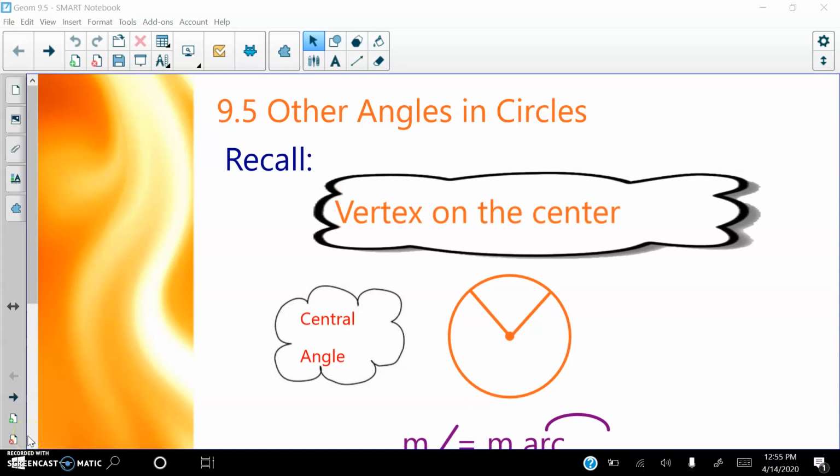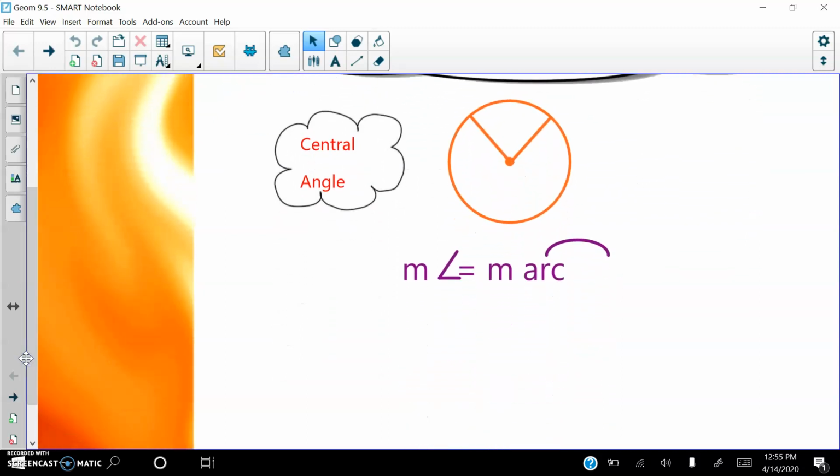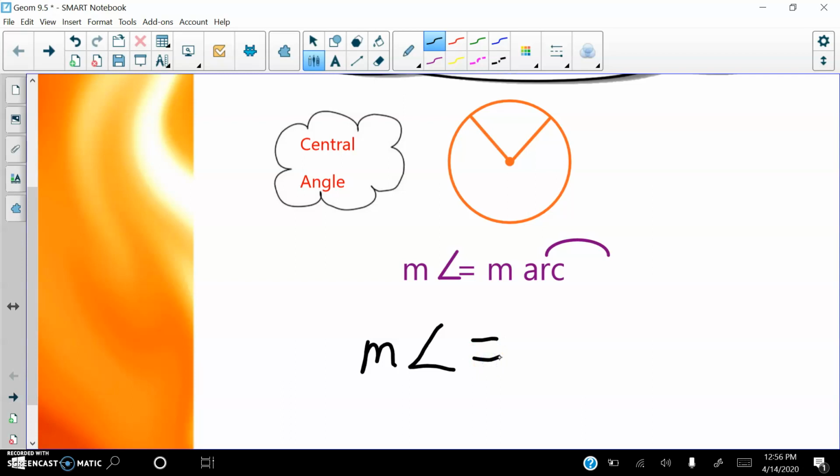What's up, everybody? We are going to continue on with 9.5, and it's going to be called Other Angles and Circles. So, our vertex right here is on the circle itself. If we remember, that's called a central angle. That looks kind of weird, so I'm going to write this. So we know that the measure of the angle is equal to the measure of the arc. So this angle and this arc are the same.